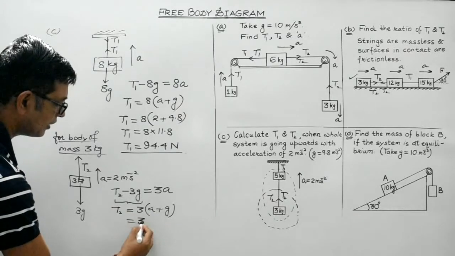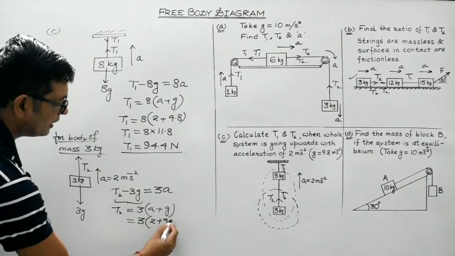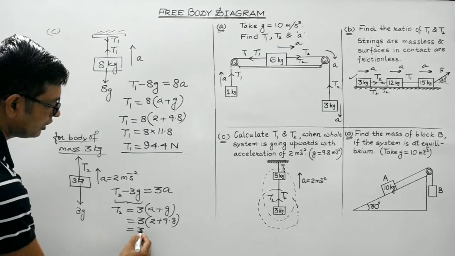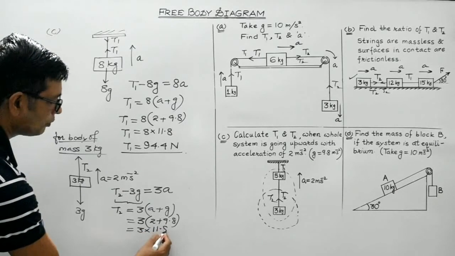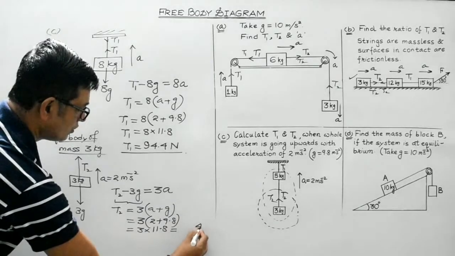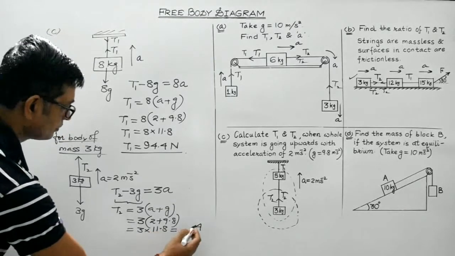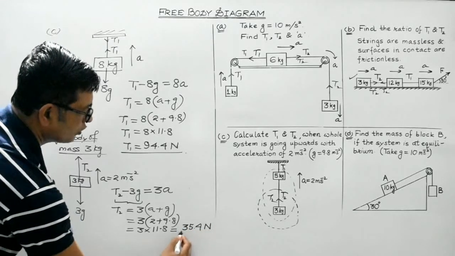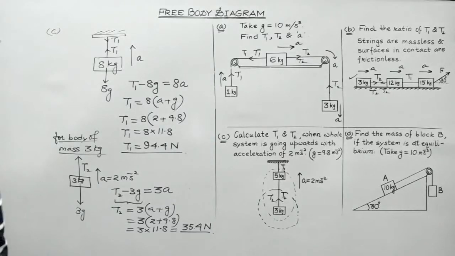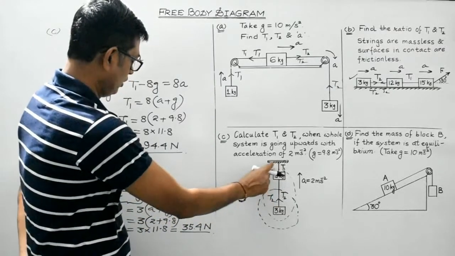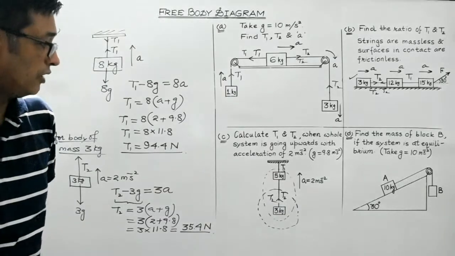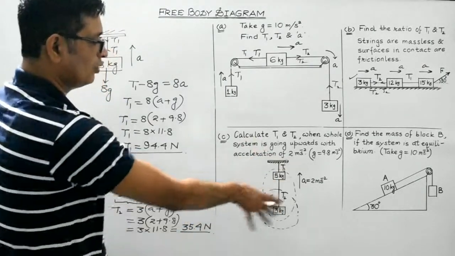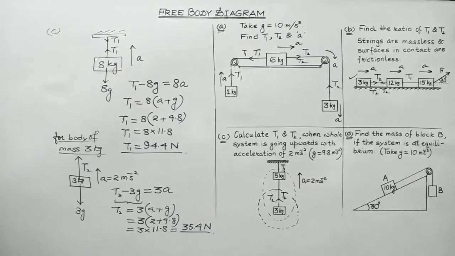Anyway, let's substitute the values over here. 2 plus 9.8. So it would be equal to 3 multiplied by 11.8. That will give us 35.4 Newton. Right, students? So T1 is 94.4 Newton while T2 is 35.4 Newton. That is how this question can be easily solved. Right? Okay. Let's proceed to question number D then. This is also a very simple question.